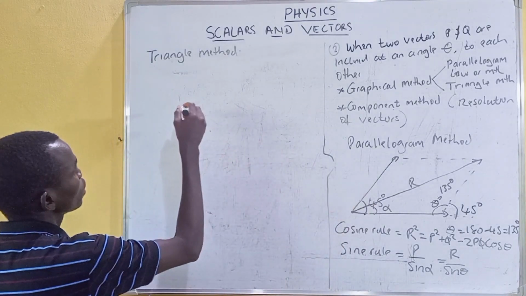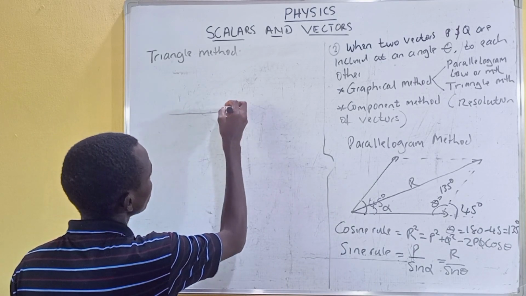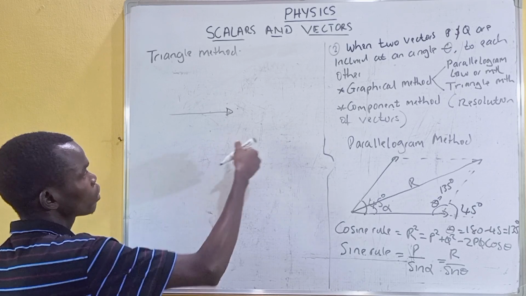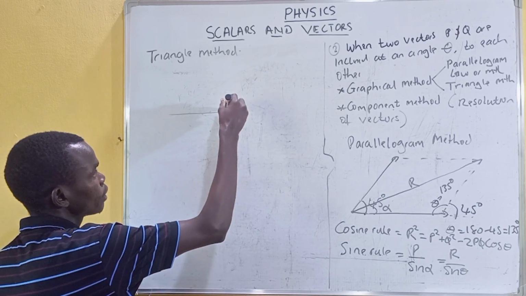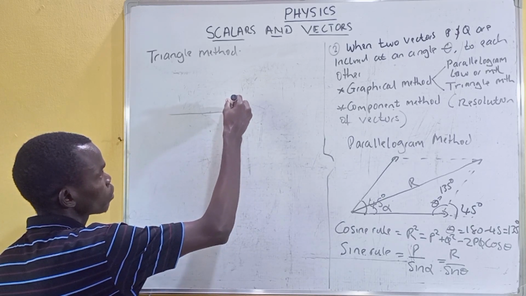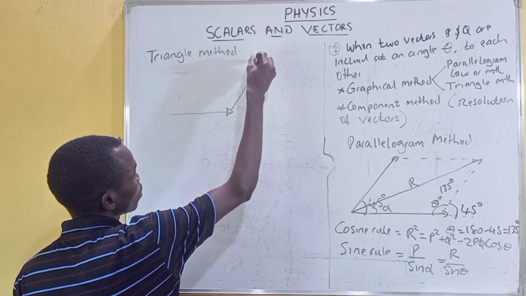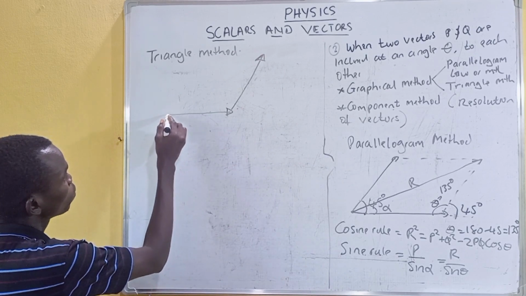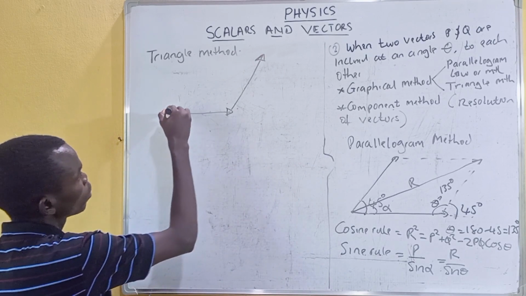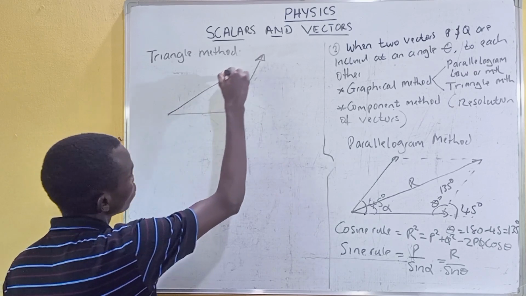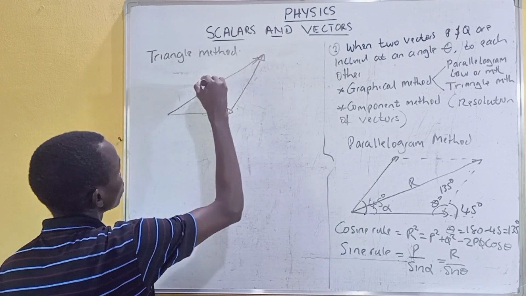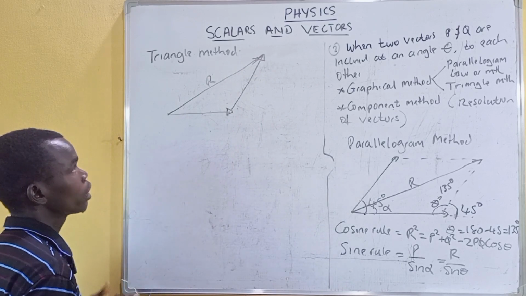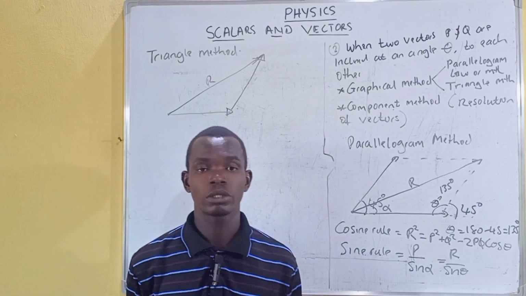For example, if this is the first vector, which has a line and an arrowhead, the tail of the second vector is placed at the head of the first vector, while the resultant vector is drawn from the tail of the first vector to the head of the second vector. So this will represent our resultant vector, and this is the triangle method.